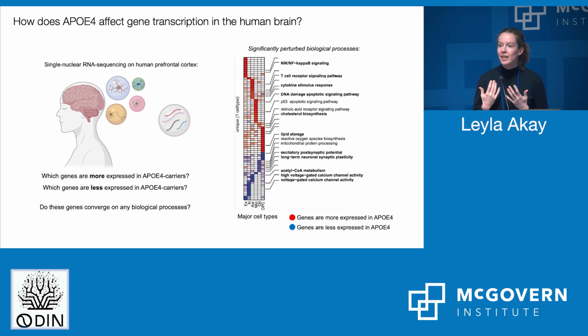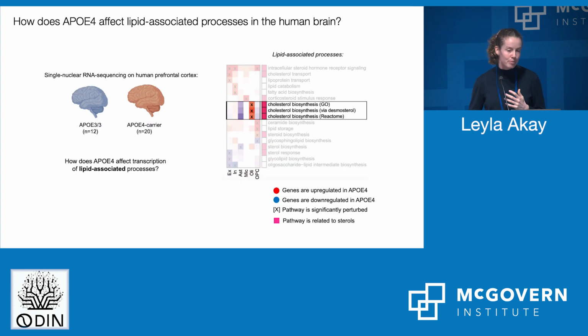What we found was that, indeed, ApoE4 expression was associated with significant perturbations across a really wide range of different biological processes. These included inflammation or immune-related alterations. These included metabolic alterations across different cell types. But in particular, we were really interested in how ApoE4 expression affected lipid-associated processes.